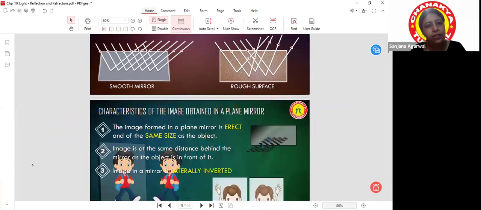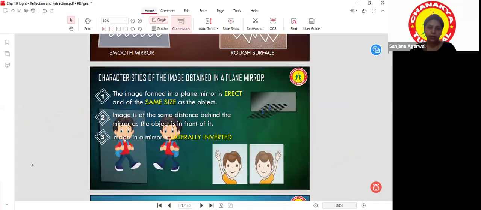Now, when we see the image of ourselves in a plane mirror, what are the characteristics? You must have noticed. If we are standing in front of a mirror, do we find ourselves upside down? Have you ever noticed your head down and legs up in the mirror? No. So the same side is up. Our head is up and our toes are down. This type of image is known as an erect image. That is, whenever the same side in the image is up and the same side is down, it is the erect image.